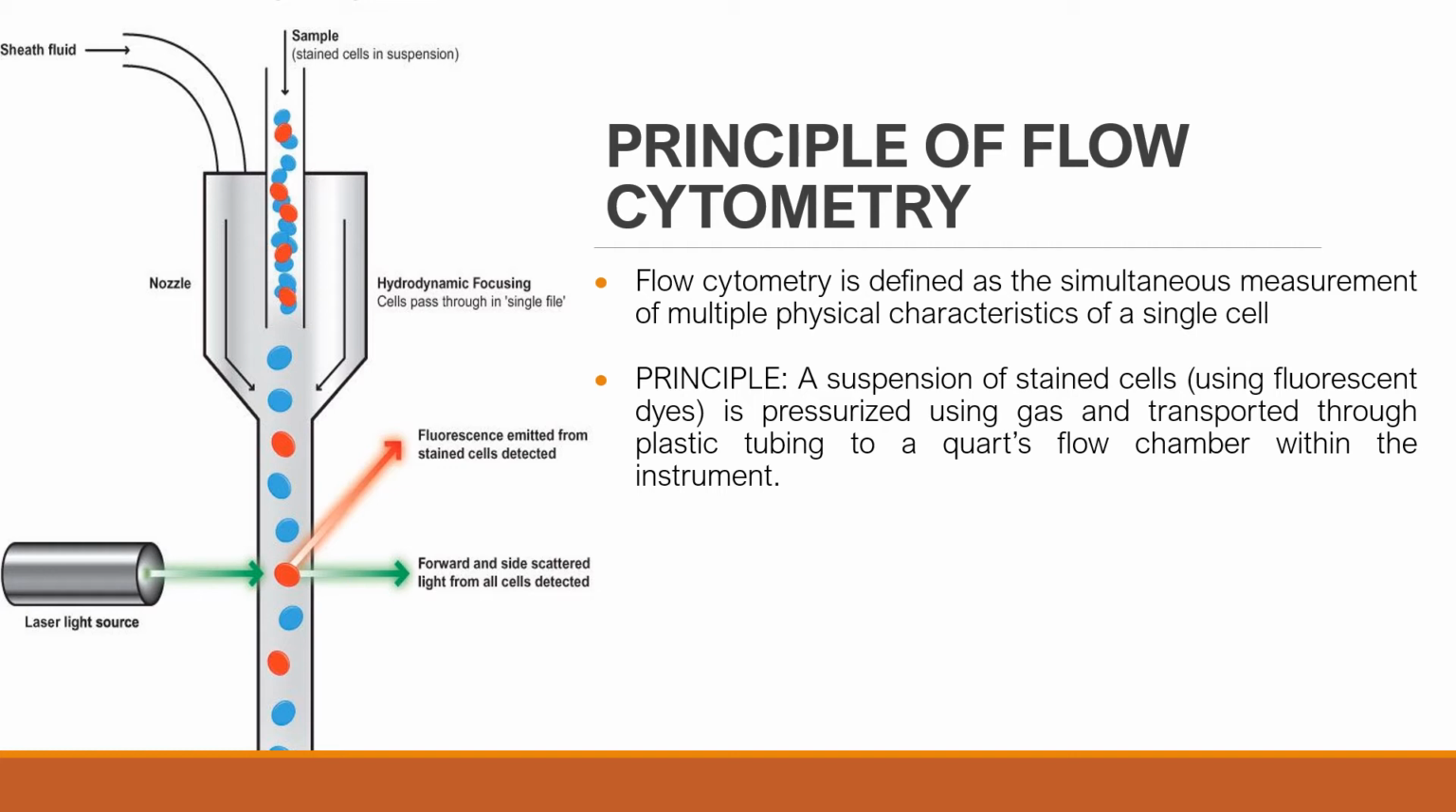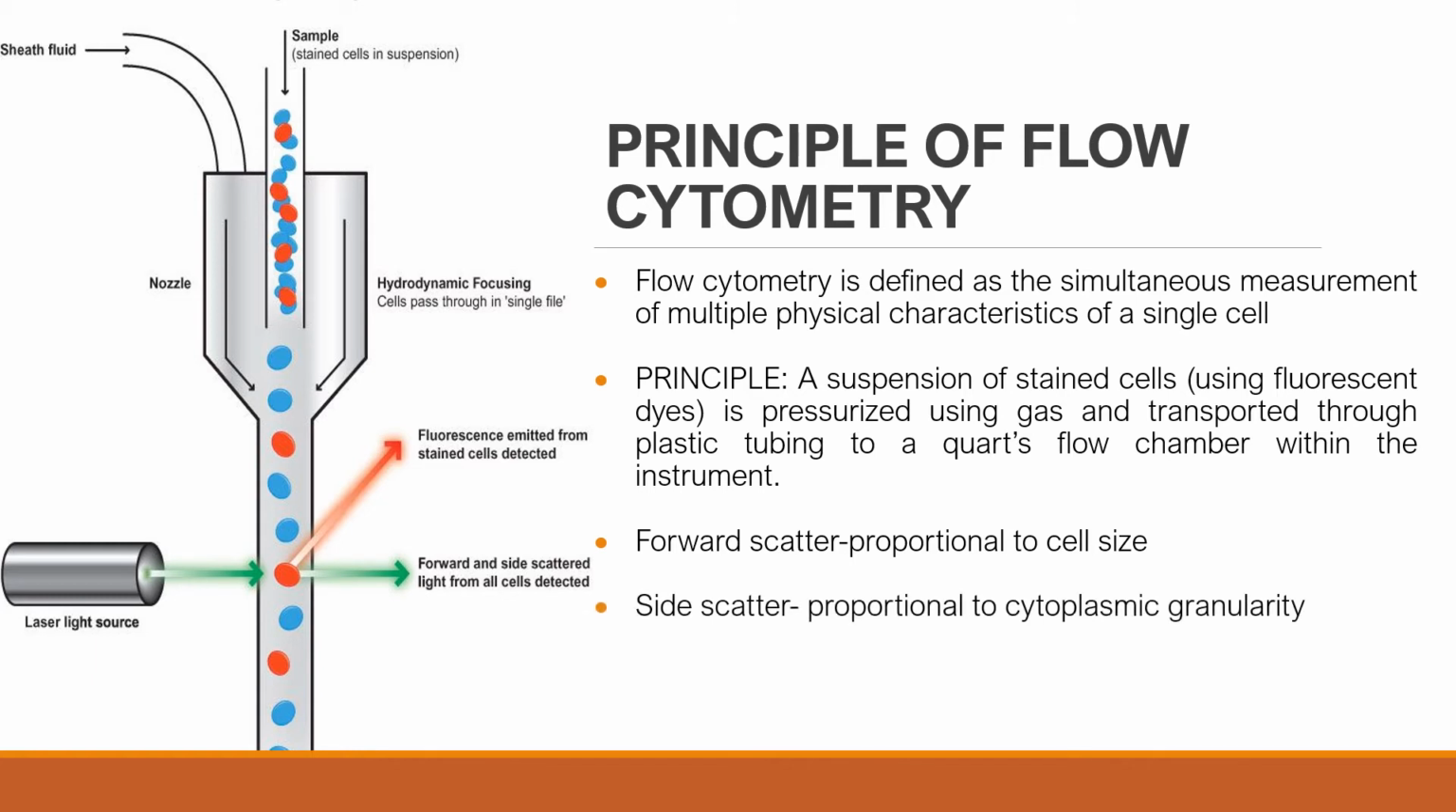The stained cells next pass through the laser beam. The laser activates the dye, and the cell fluoresces. The interaction between each cell and the laser beam provides the following two types of information. We have the forward scatter, which tells us about the size of the cell, and the side scatter, which is proportional to the cytoplasmic granularity of the cell.